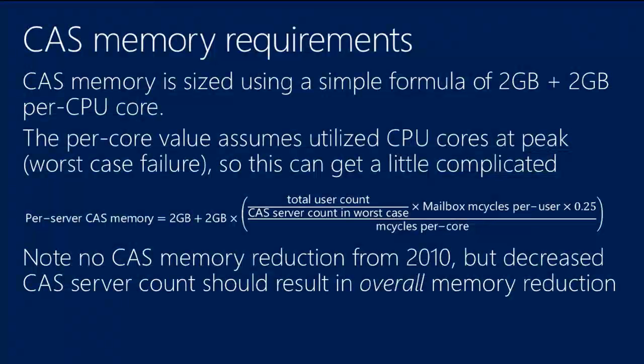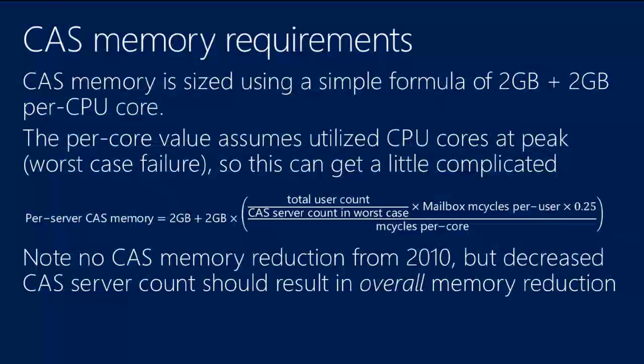So this formula will look very similar to the one I showed earlier. This is if I'm just deploying CAS and not doing multi-role, how do I compute my memory? 2 gigs plus 2 gigs per core. So this is going and figuring out how many CAS server cores are going to be used at peak, multiplying that by 2, and adding 2. There is no reduction in our CAS memory guidance in 2013.